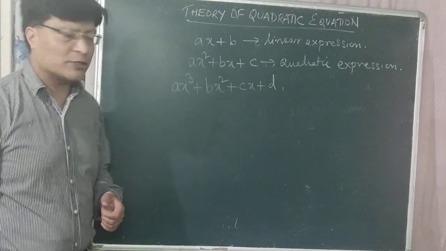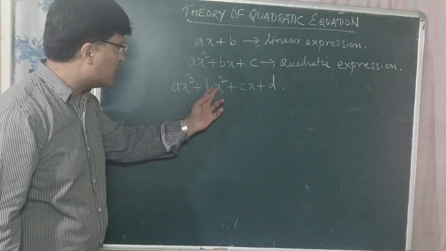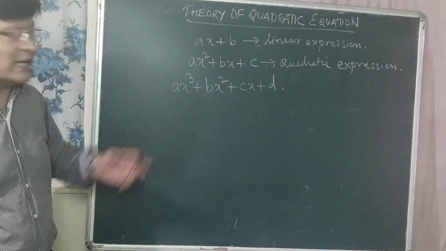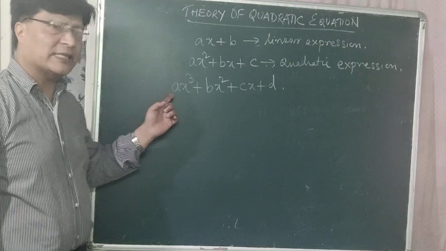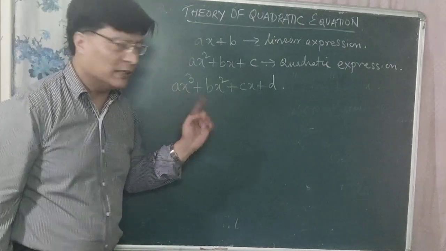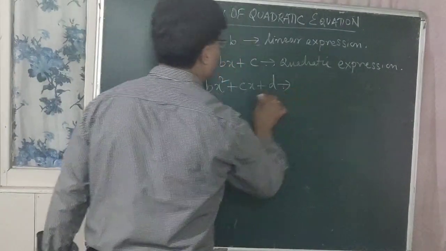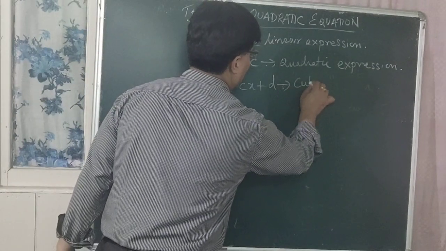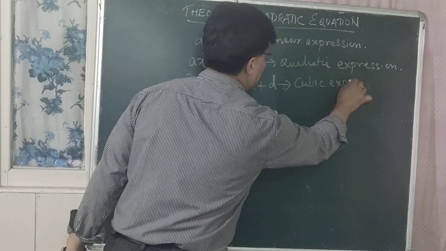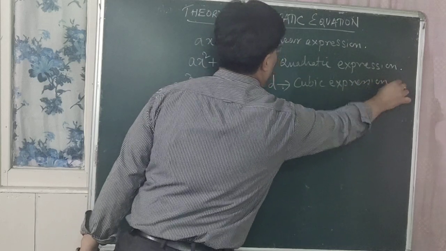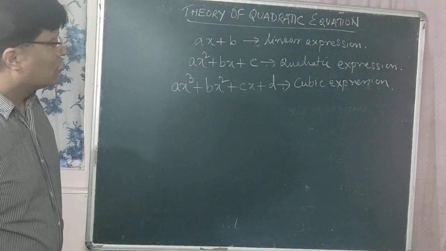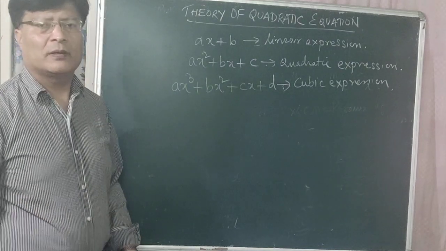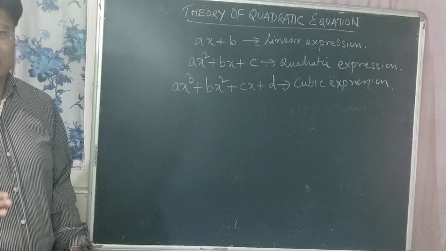Next example of expression is ax cube plus bx square plus cx plus d. Here also x is the variable, and a, b, c and d are constants. In this case, what is the highest power of x? 3. This is known as a cubic expression in x. There are other examples of expression in which the highest power of x is 4, 5 and so on.